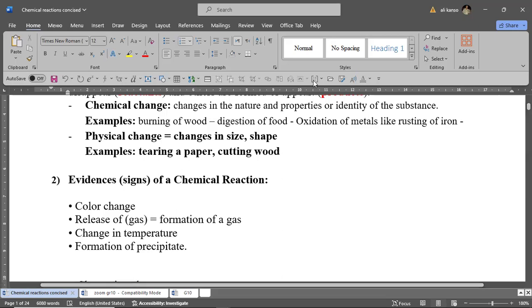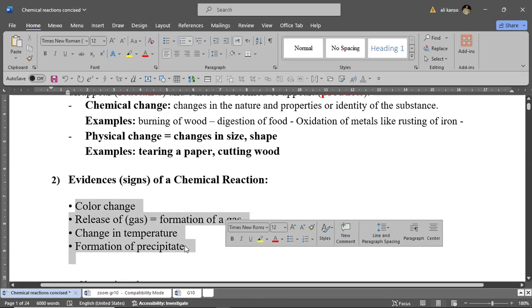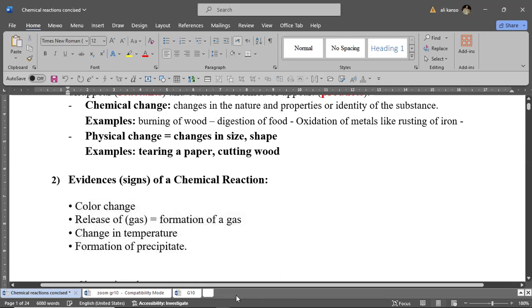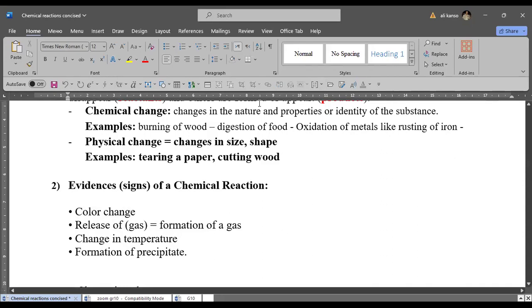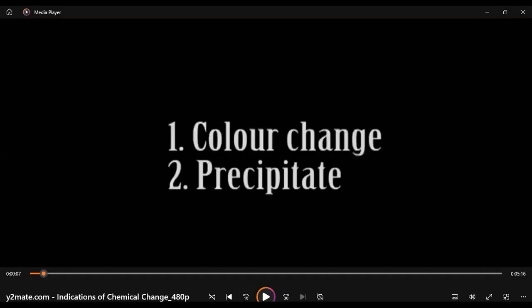If you want, we can watch a small video about this. These examples we are going to make in the laboratory in the school. You can see them in a video here.